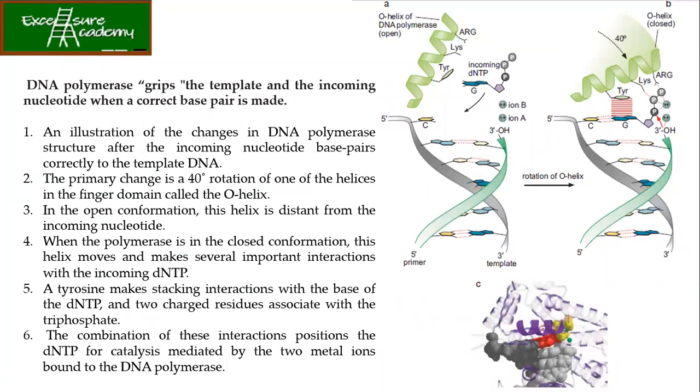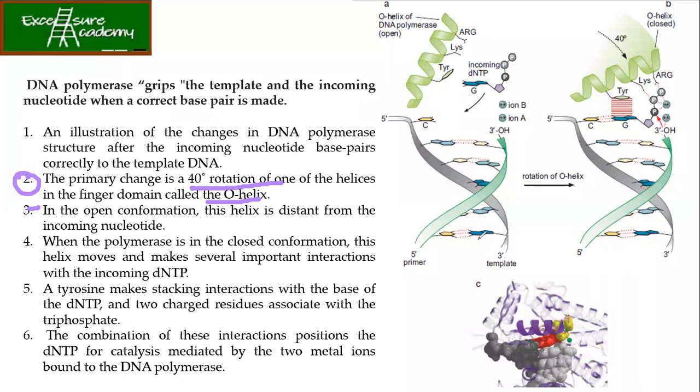So this is what we were talking about, how the thumb region is actually playing an important role over here. A DNA polymerase grips the template and the incoming nucleotide when a correct base pair is matched. Yeah, so this is the figure given over here. Now the primary change is a 40-degree rotation of one of the helices in the finger domain called the O helix. A 40-degree rotation, guys. This sentence is very important.